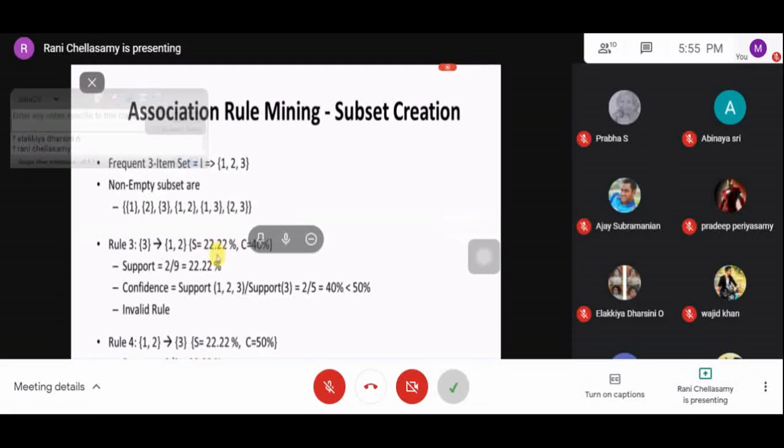So coming on to 4, the next subset, we have to take this 1, 2. Fine. So what is 1, 2? If you are taking it on the left hand side, what is left? I minus S is 3, which will be on the right hand side. So 1, 2 implies 3. So find the confidence. Support of 1, 2, 3 is always 2 by 9, and find the support of 1, 2, that is 4. Okay, and now we are getting 50%, which is equivalent to the minimum confidence threshold value. So we can state that rule 4 is a valid one.